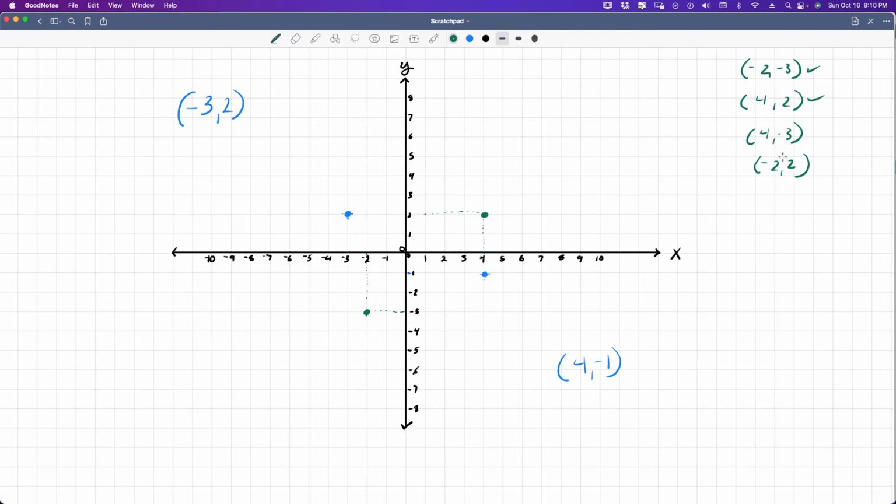Now I need positive 4, negative 3. So positive 4 again, but now it's down into the negative side of the y-axis. And here's the negative 3. And that's where they would meet, is right there. And then finally, negative 2, positive 2. So here's the negative 2 on the x-axis. And I'm going to go up because positive 2 is where I'm going, and that is right here. So there are my 4 points.